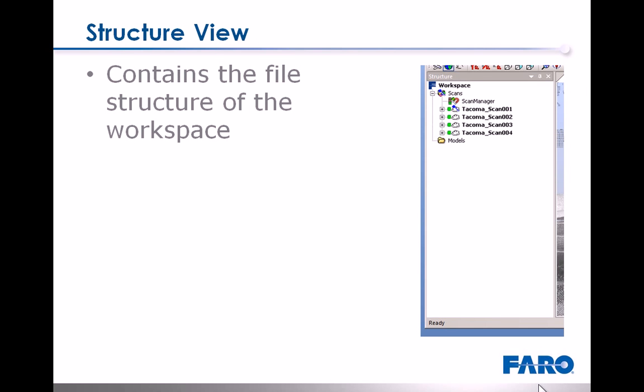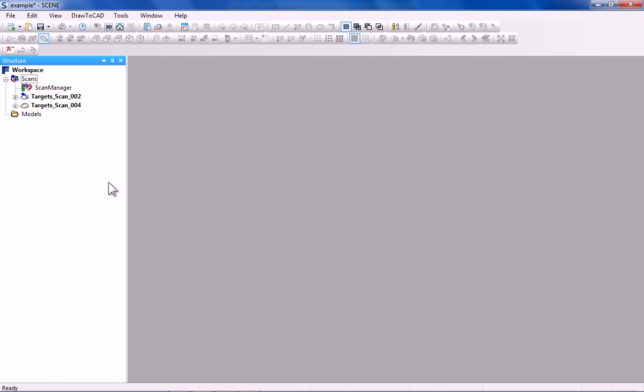The Structure View is simply the panel that contains the file structure of the workspace. Most of the commands to open view screens are accessed through this panel. Okay, now going into Scene.